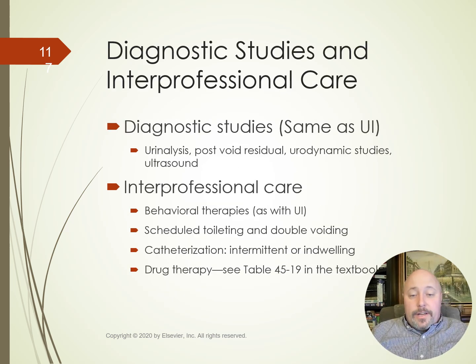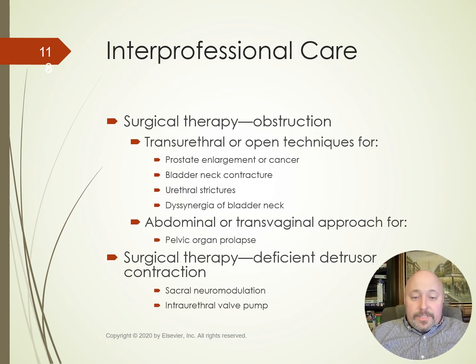Our diagnostic studies would be the same as with urinary incontinence, where urinalysis, post-void residual, urodynamic studies, and ultrasound are used. We may also include interprofessional care for behavioral therapies, toilet scheduling, double voiding, and catheterization. For surgical therapies dealing with the obstruction, we may look at transurethral or open techniques such as for prostate enlargement, or abdominal or transvaginal approaches such as for pelvic organ prolapse. There may also be surgical therapies dealing with the deficient detrusor contractions.